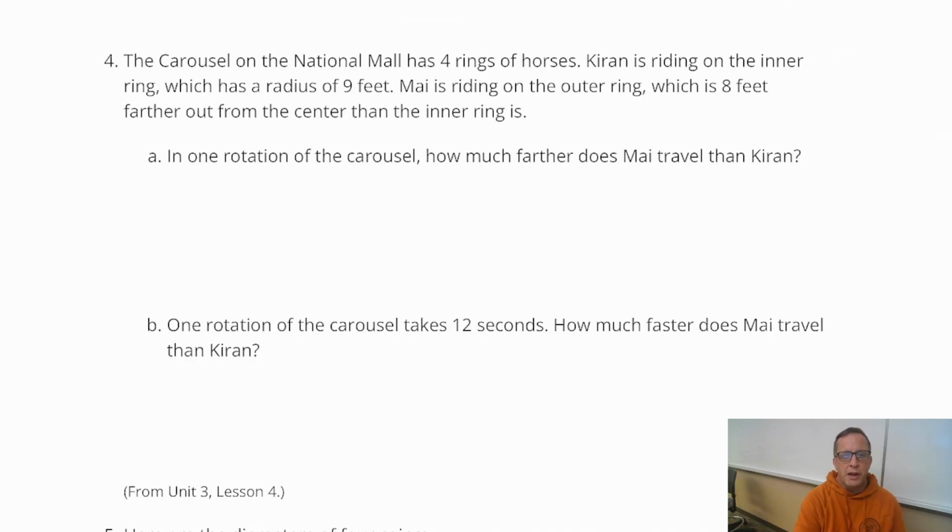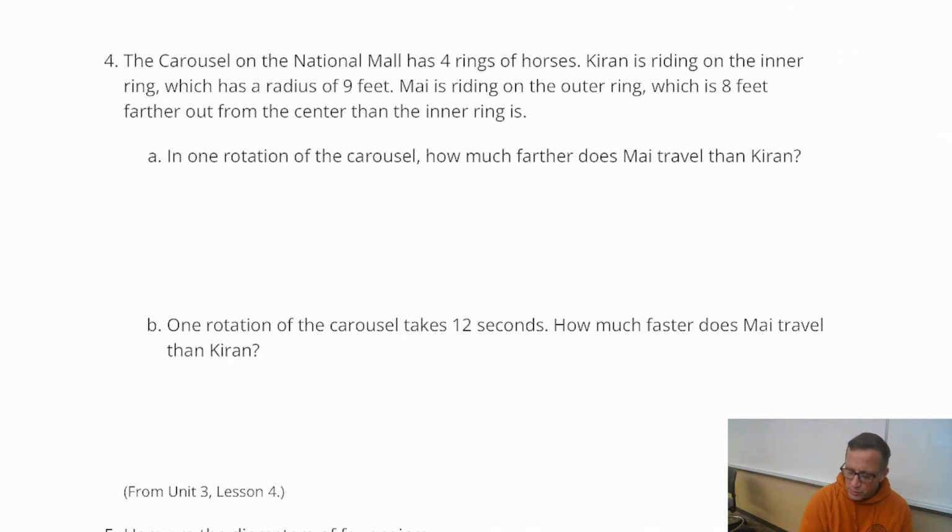All right, number 4, the carousel on the National Mall has 4 rings of horses. Kieran is riding on the inner ring, which has a radius of 9 feet. Mai is riding on the outer ring, which is 8 feet further out from the center than the inner ring. In one rotation of the carousel, how much farther does Mai travel than Kieran?